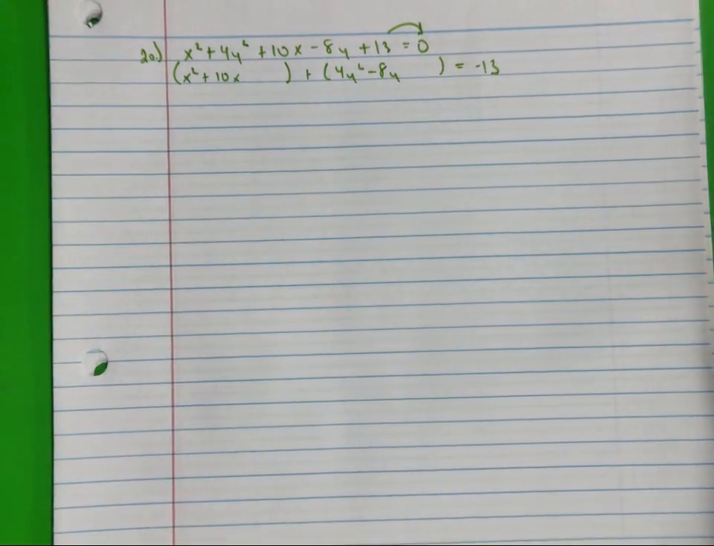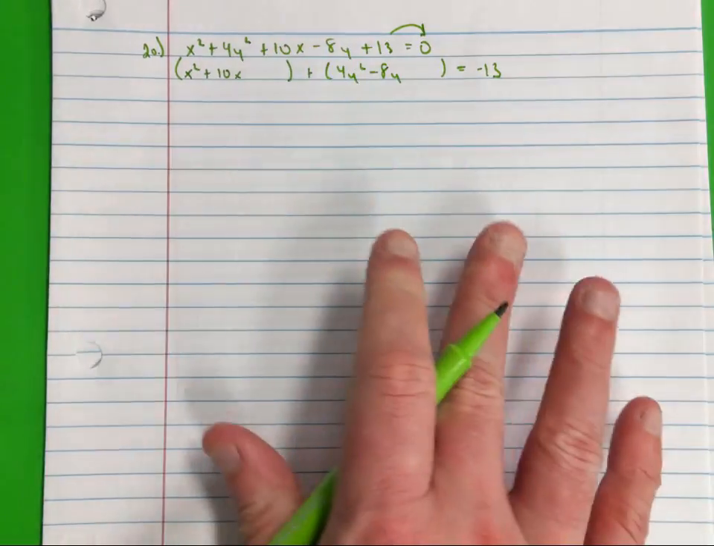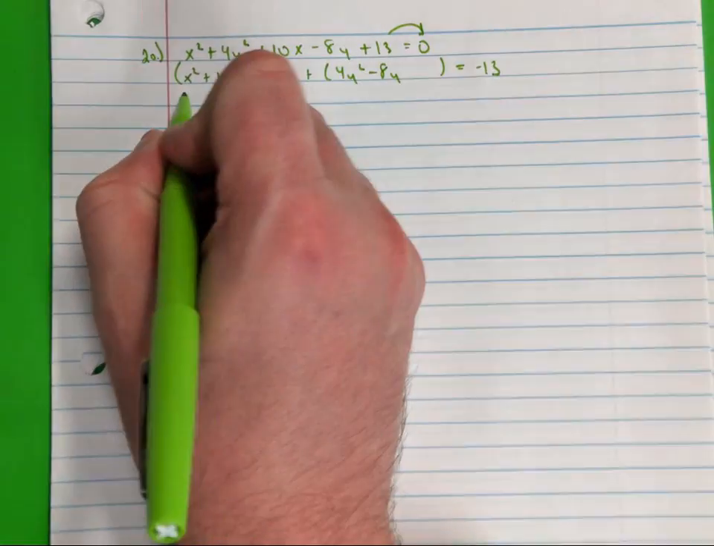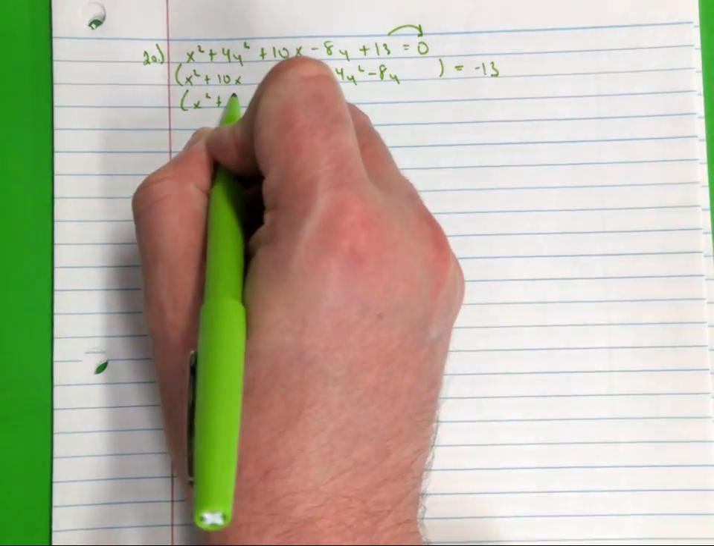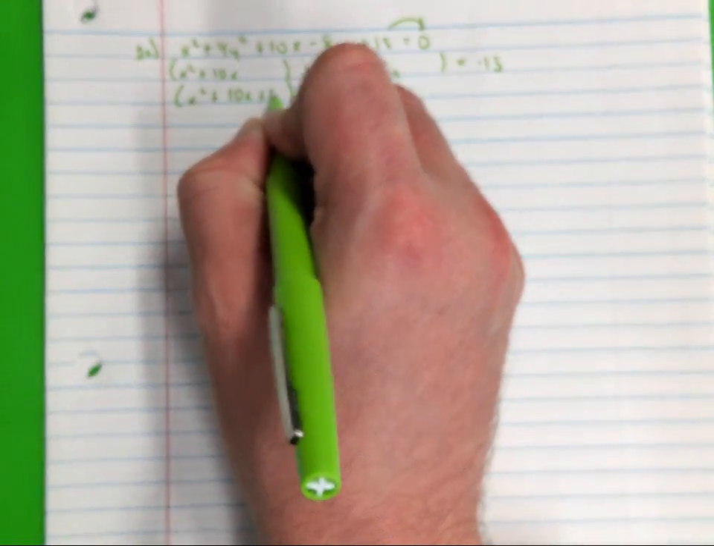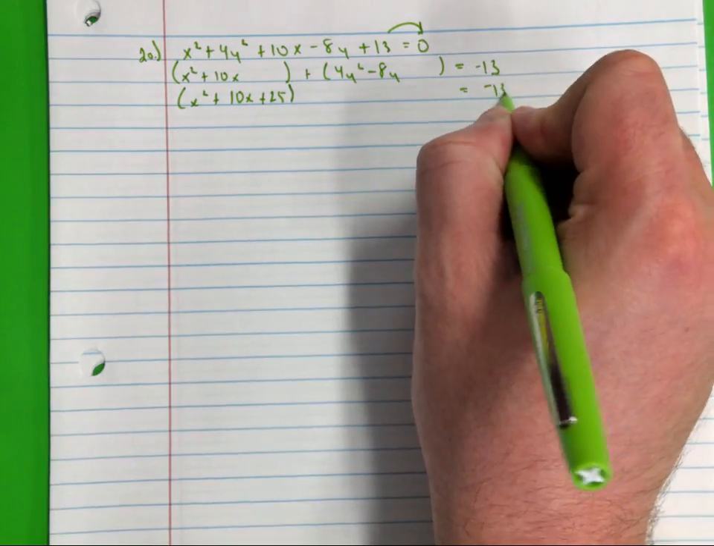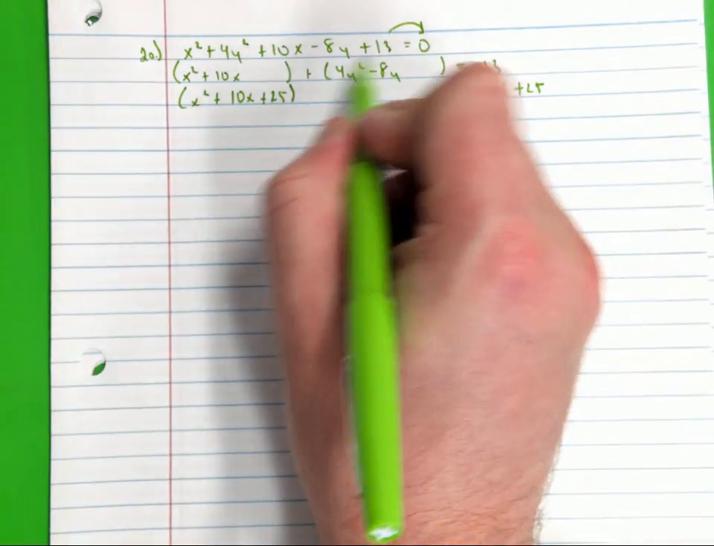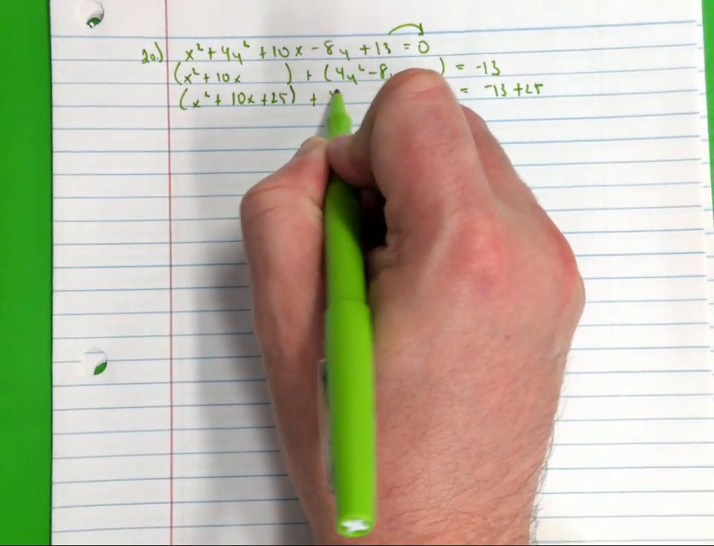Alright, so now I can take half of 10, and what's half of 10? And I square it. What would that give me? So I will add 25 over here. Now here's where I'll handle this. I will take the 4 out.